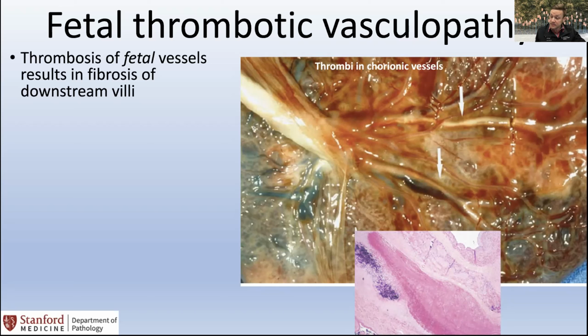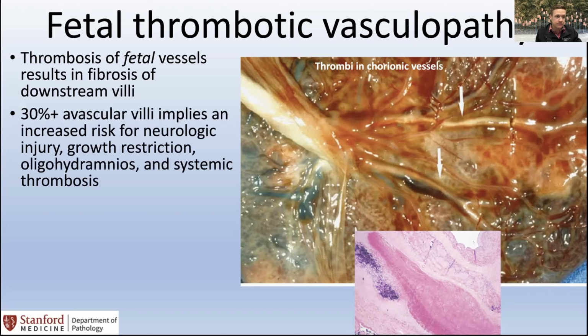So this is, again, on the other side of the disc or in the umbilical cord from the maternal ones for maternal underperfusion. And of course, the problem is going to be fibrosis of downstream villi because they'll be starved of oxygen. And roughly when you get to about 30% of avascular villi, or villi that no longer have blood flowing through them, that's going to imply a very increased risk of neurologic injury, growth restriction, oligo, or systemic thrombosis in the fetus itself.